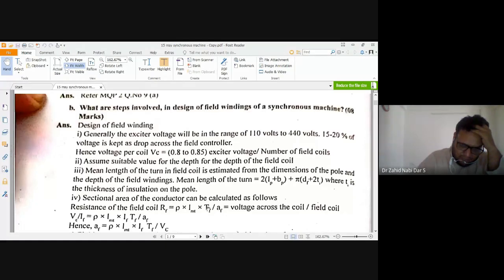There will not be one turn, there would be many turns. In every turn there would be a mean length. Suppose a field winding has a length of one turn of 10 centimeters, and there are 100 turns. So you have to account for all the 100 turns. In 100 turns there would be 10 into 100, that is 1000 centimeters of length accommodated. So this is L only. So RF is rho L into TF divided by AF, where A is the area.